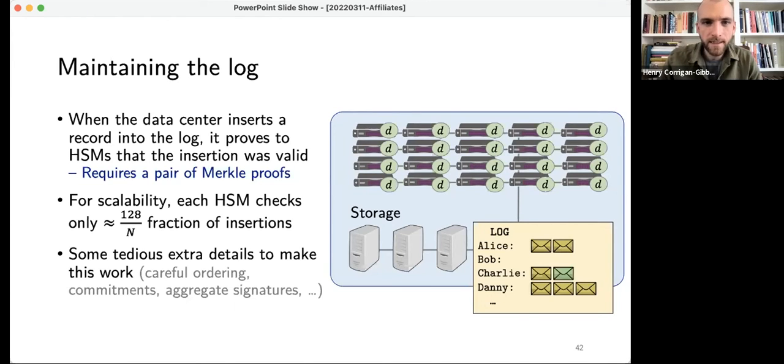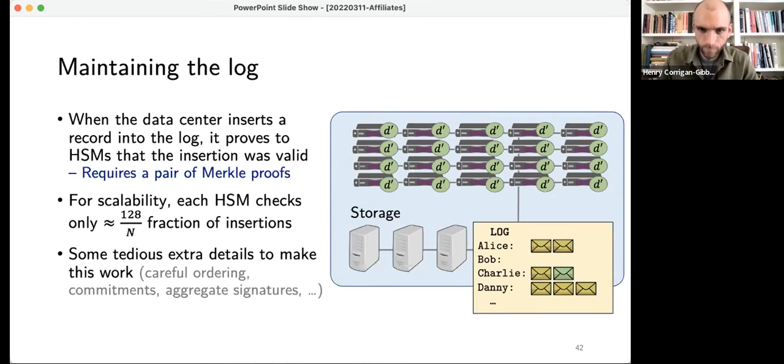So the way that works is as follows. The client asks the data center to insert an entry into the log. The data center, when it does this, actually proves to the HSMs that the insertion was valid. And this requires a couple of Merkle proofs to do, and I'm not going to be able to go into the details, but they're in the paper. So essentially the data center proves to the HSM, here's the new digest of the log, and every update operation I did is consistent with the rate limiting policy. And then all the HSMs will accept this new digest from the data center, and the recovery operations can proceed after that.